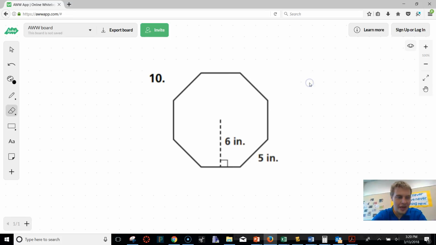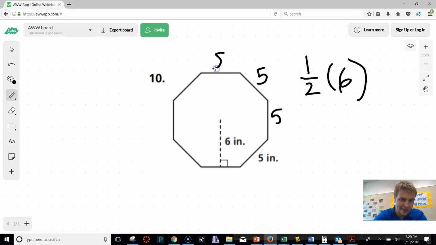So we do 1/2 apothem, which is 6. And again, you know this is the apothem because they cut that in half. So they gave you the apothem this time, so that makes it a lot easier. And then times your perimeter. And so if it's a regular one, that's 5. You know what that is? That's 5, 5, 5, 5, 5, 5, and 5.